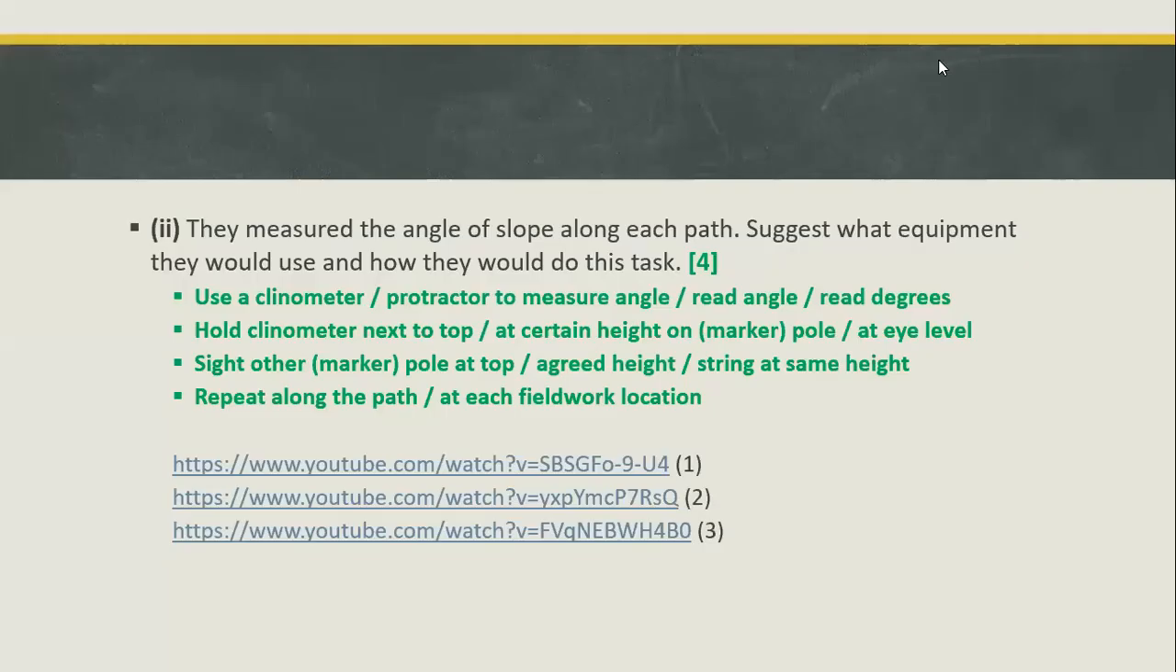Okay, guys, I hope these two videos give you enough information about how to do the fieldwork. And you have another video which you can watch later if you have free time. Now let's continue with our question.